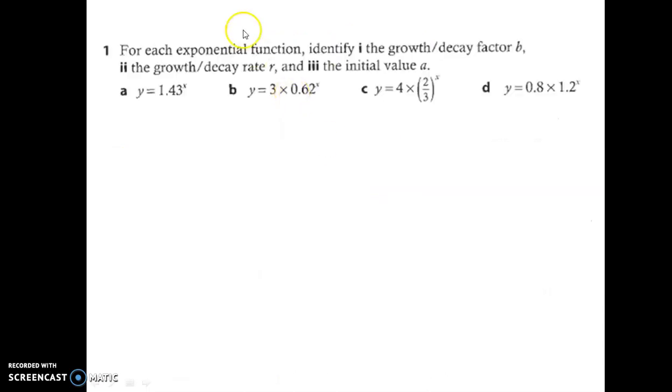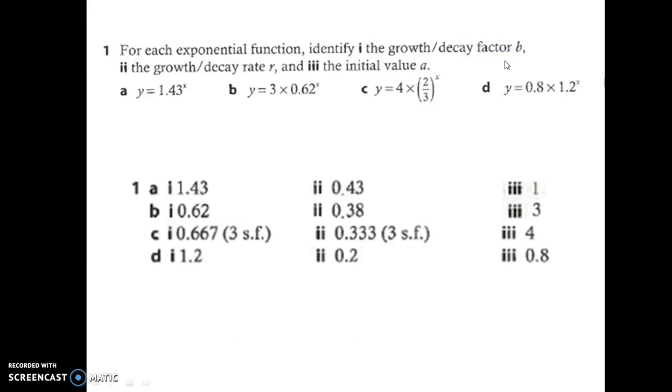So here's the first problem. It says for each exponential function, identify 1, or I, the growth factor or decay factor, the growth or decay rate, and the initial value A. So make sure you understand the difference between the growth or decay rate and the growth or decay factor. The factor is the entire amount. The rate is the actual percent rate.